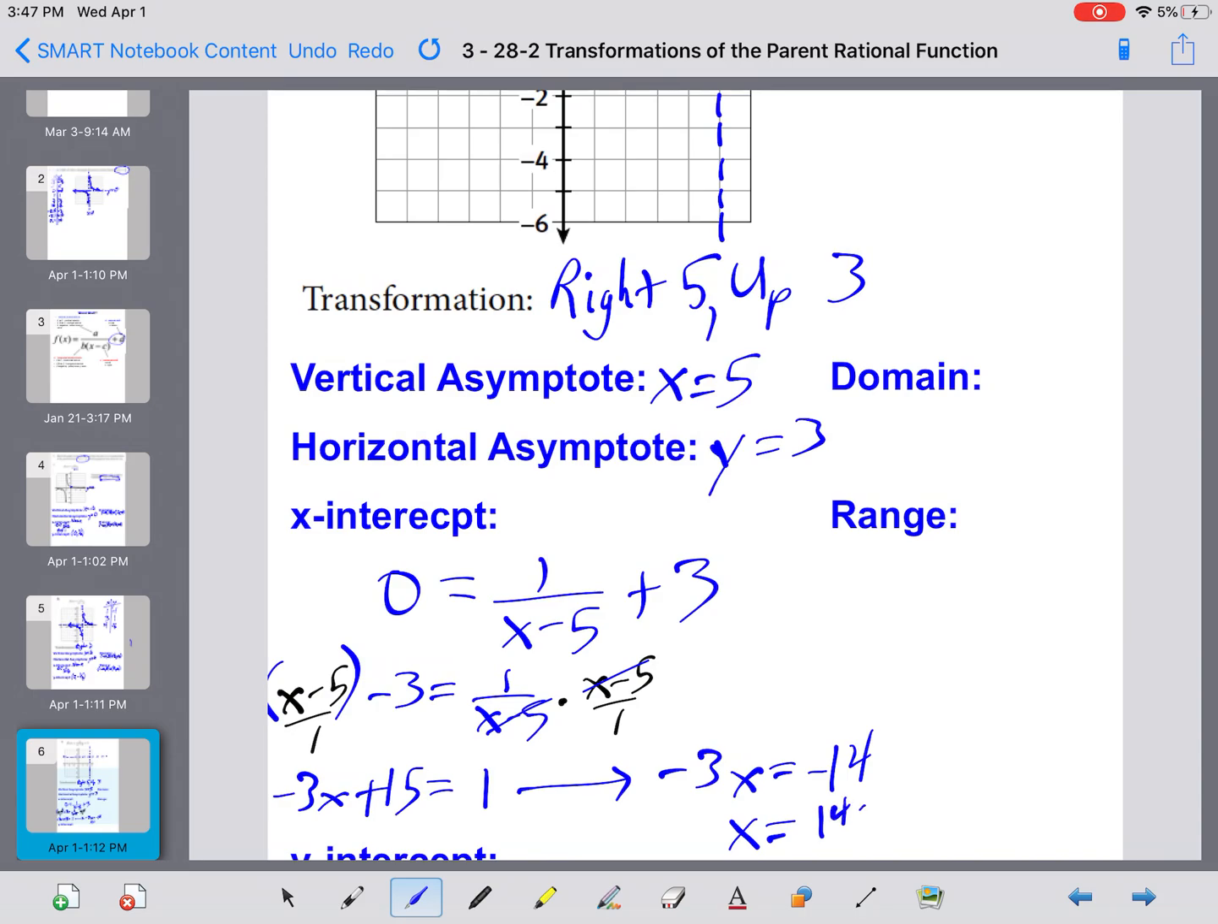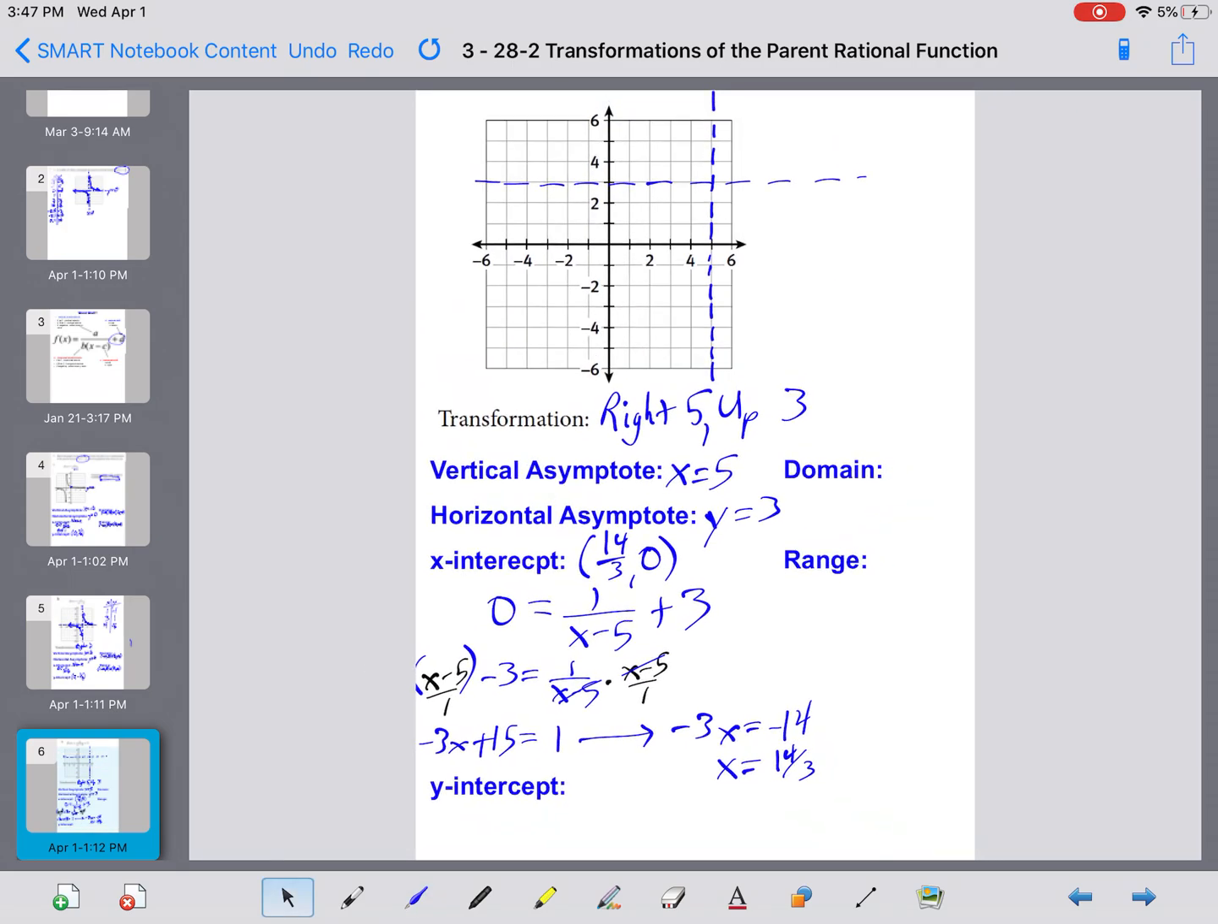If I divide both sides by negative 3, I get 14 thirds. So my x-intercept is 14 thirds, comma, 0. Now, that's an exact x-intercept. When we graph that, we have to realize that that's almost 5.